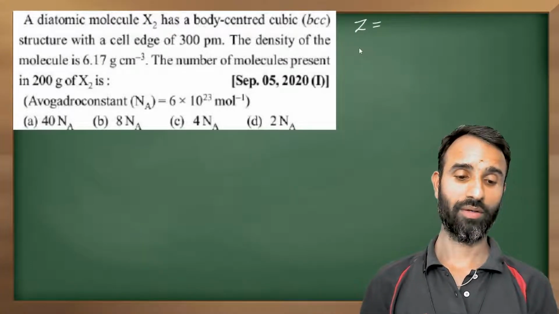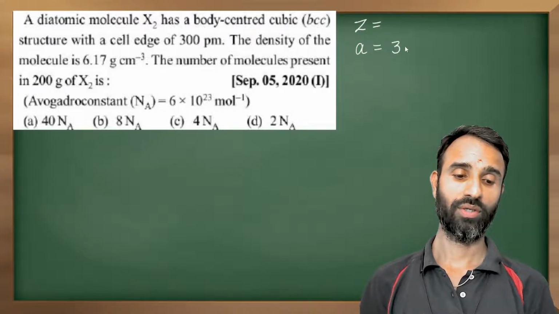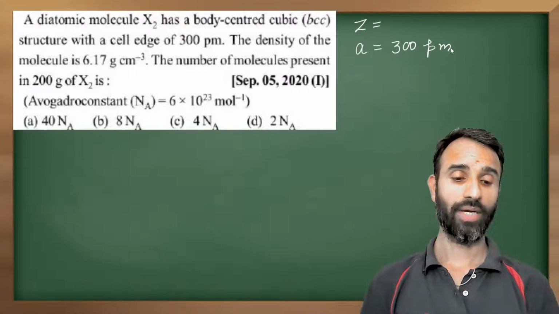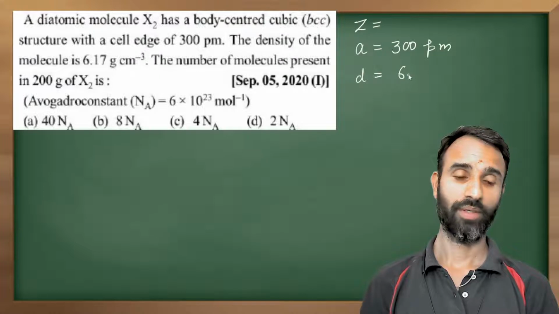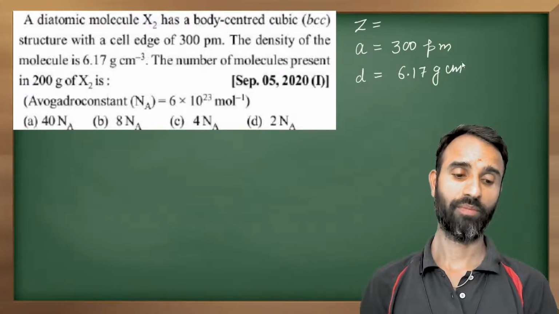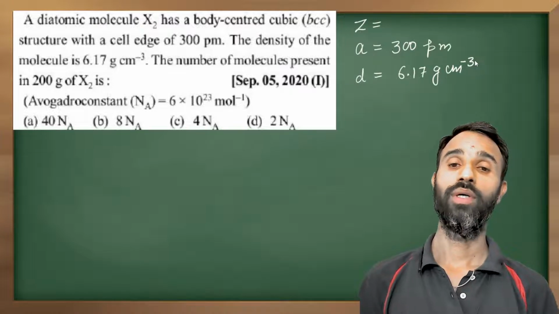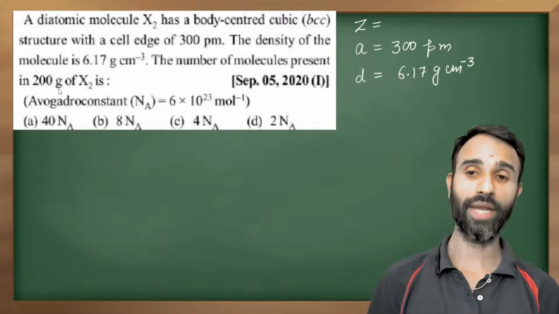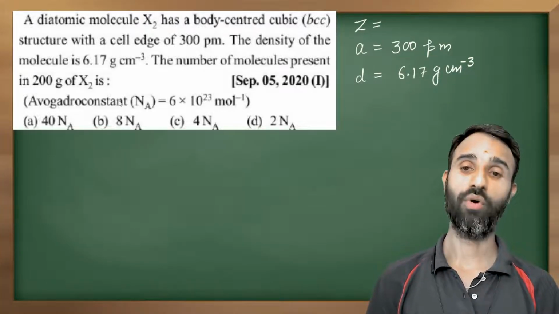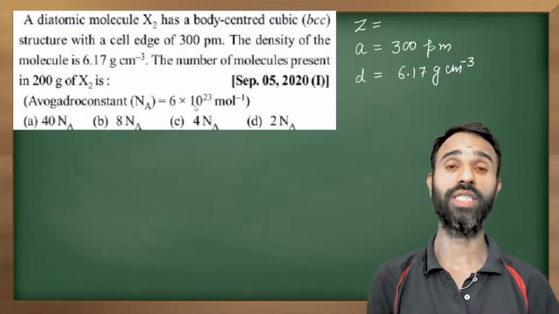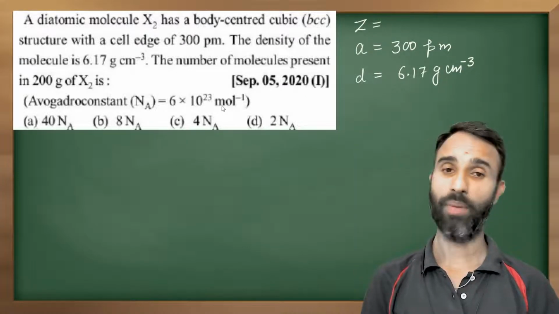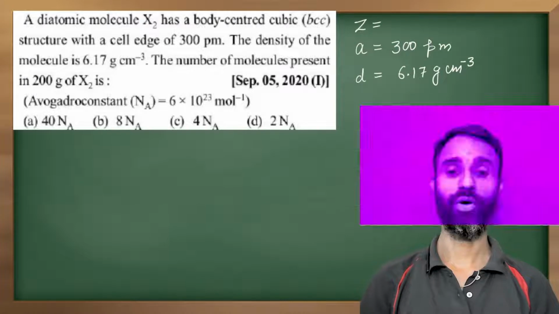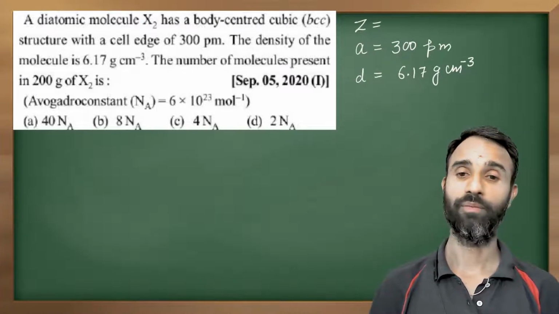And then edge length is 300 picometer. See, edge length is given in picometer and density of the unit cell is given in gram per centimeter cube. So we have to calculate number of molecules present in 200 gram of X2. Avogadro's constant is given 6 into 10 raised to power 23 per mole. Yes, first tell me what is the value of Z for BCC.